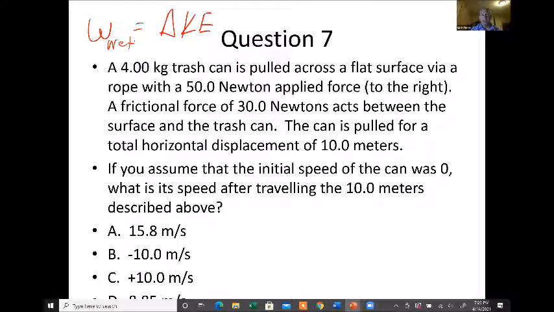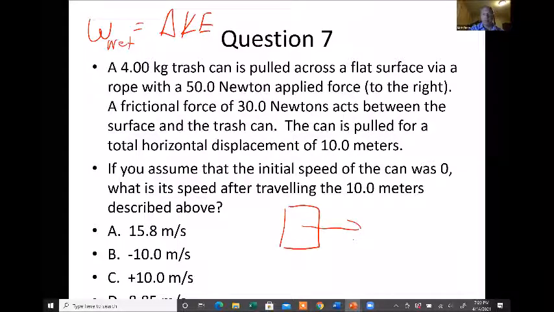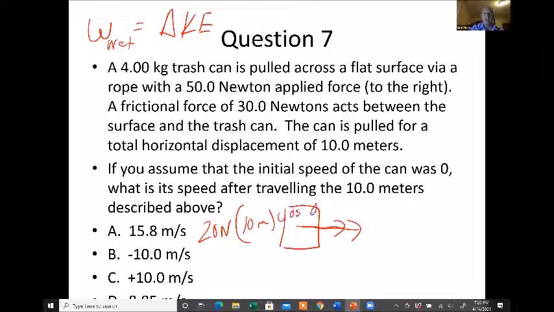The net work is going to be the net force times the distance times cosine theta. So if you remember, our net force was 20 newtons to the right. Our object moved 10 meters. And thinking of our box, we were pulling it that way. That's our applied force. It moved that way. So the force and the direction of motion were the same. So theta is 0. So our net work is the net force 20 times 10 times cosine 0. So our net work is 200 newton meters, 200 joules.